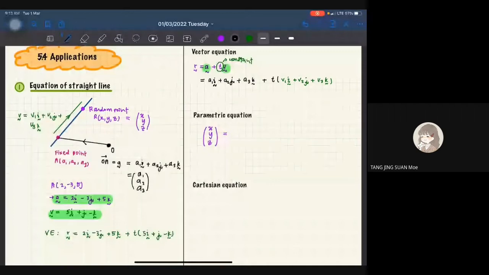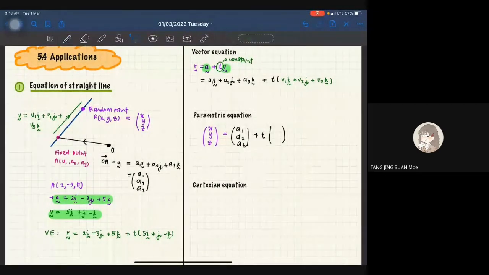Okay, so kita tulis balik dekat sini. So you have A1, A2, A3, and then plus T. T is just a constant. And then you have a vector V. So vector V, mana vector V kita? It's this one. So awak boleh tulis dia dalam bentuk column matrix, which is equal to V1, V2, V3.